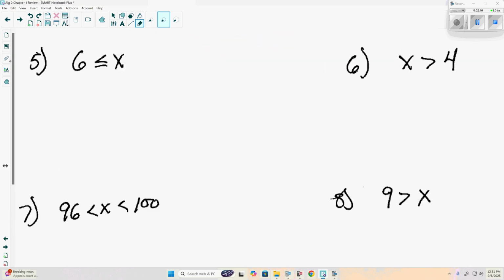Questions on 5 through 8? Well, 5 would be what? Because 6 is less than x, so our values of x would be bigger. And because it's equal to, we'd have it here. It is flipped. We do have the x on the right instead of the left, but we are saying x is the bigger value. Any other questions on 1 through 8?